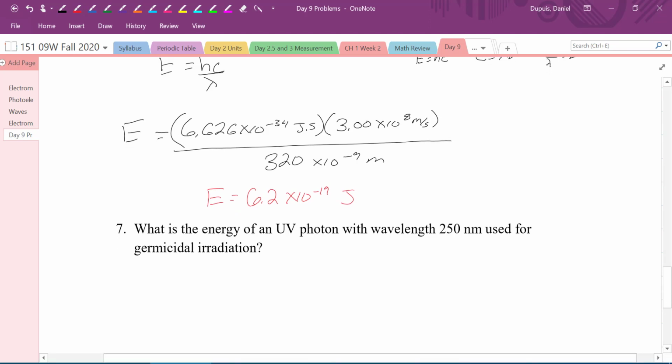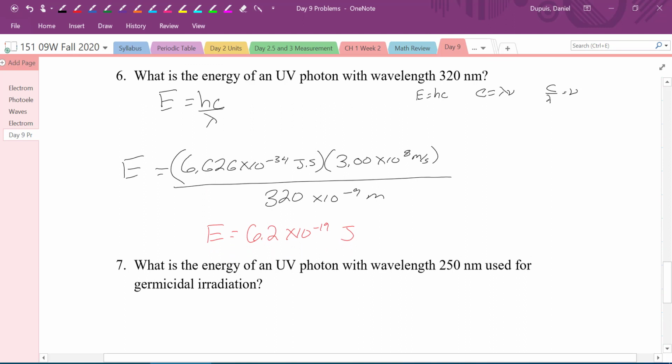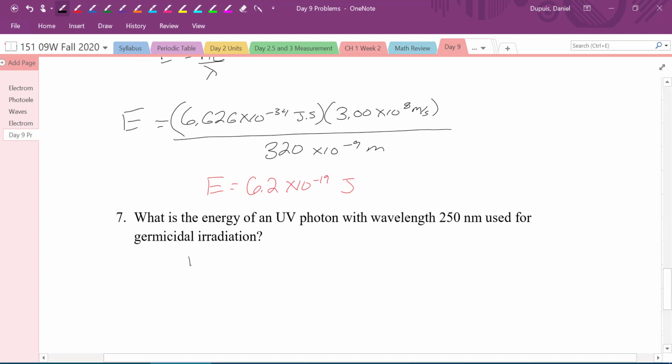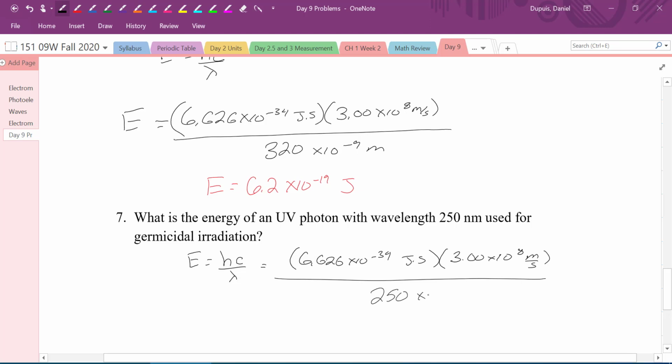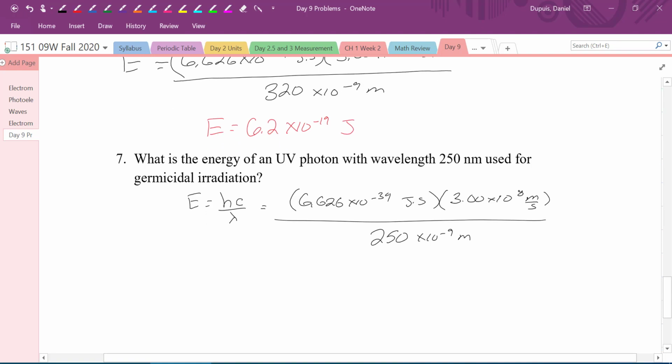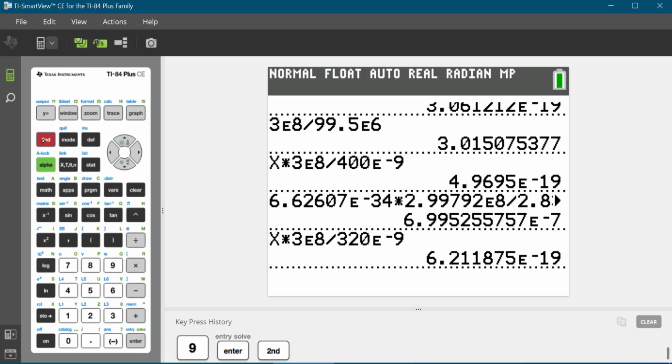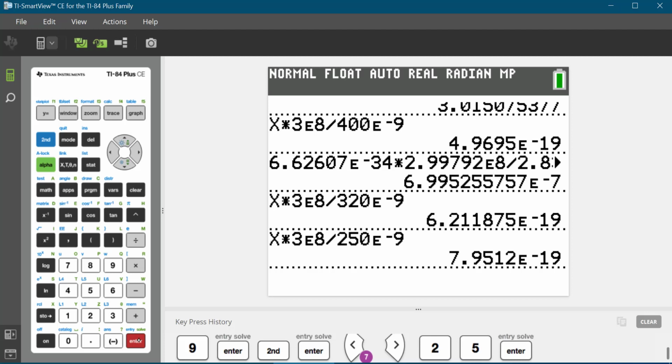Number 7. Now, number 7 is the exact same thing. I'm just changing the wavelength. You notice that? I'm going from 320 to 250. So E equals hc over lambda again. That's 6.626 times 10 to the negative 34 joules times seconds, times 3.00 times 10 to the 8th meters per second, all over 250 times 10 to the negative 9 meters. The main reason we're doing this one is that if I hit second, enter, the same thing comes up, and I can just change it to 250, done. When we get longer problems, that's a really convenient thing. So that's basically 7.95 or 8.0 times 10 to the negative 19 joules.